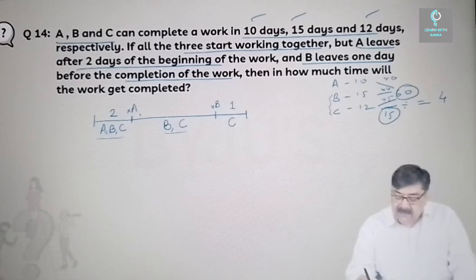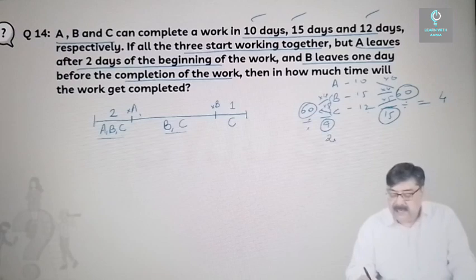B and C, 15 and 12. Again, the LCM is 60. 15 into 4, 12 into 5. 4 and 5 is 9. 60 divided by 9 is 20 by 3. 3 into 20 is 60. 3 into 3 is 9. Now let us do it.